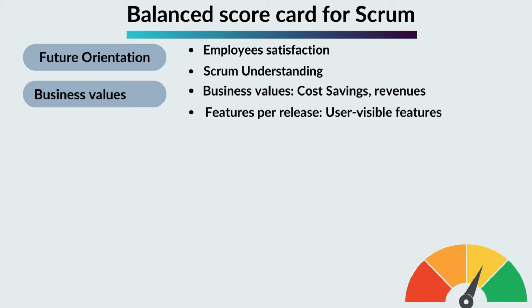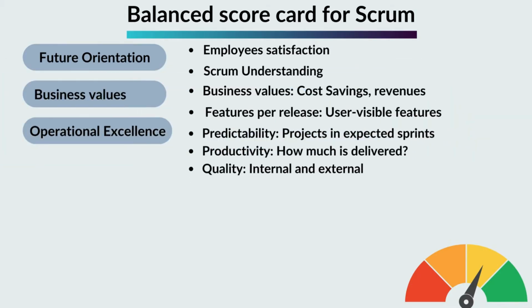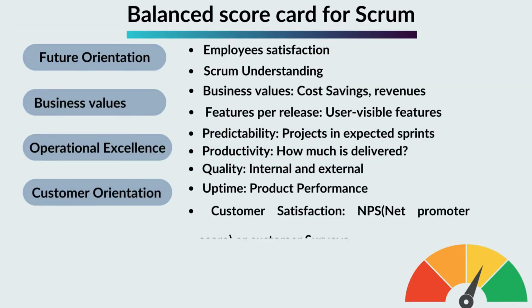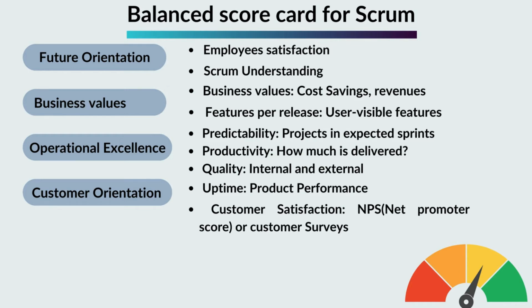Features per release, meaning user-visible features. Operational excellence: predictability, meaning projects delivered in the expected sprints, and productivity, meaning how much is delivered. Quality, internal and external. Customer orientation: uptime, product performance, and customer satisfaction, measured by NPS, Net Promoter Score, or customer surveys.